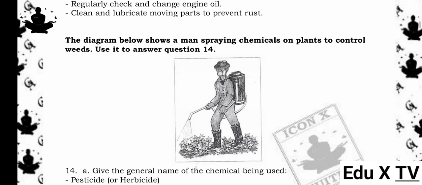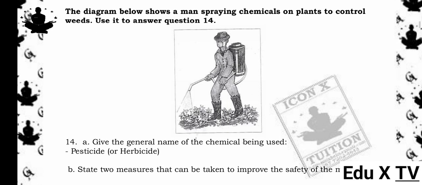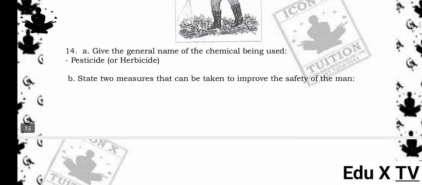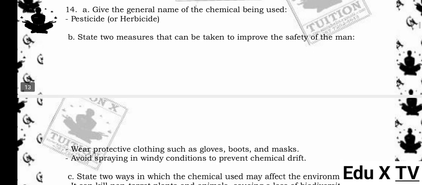The diagram below shows a man spraying chemicals on plants to control weeds. Use it to answer question 14. 14. A. Give the general name of the chemical being used. Pesticide or herbicide. B. State 2 measures that can be taken to improve the safety of the man.